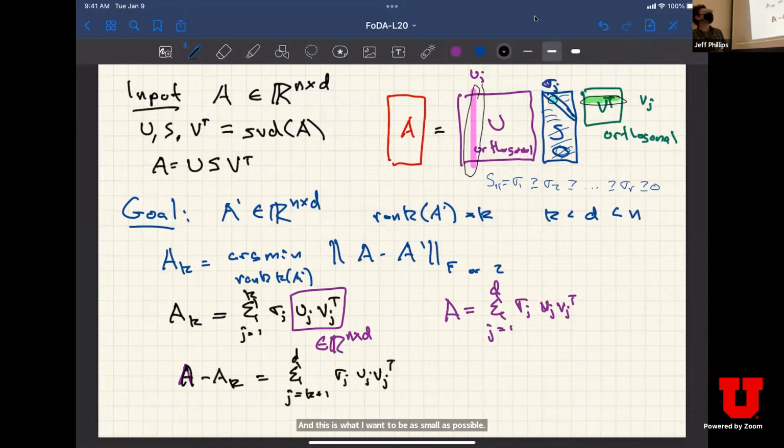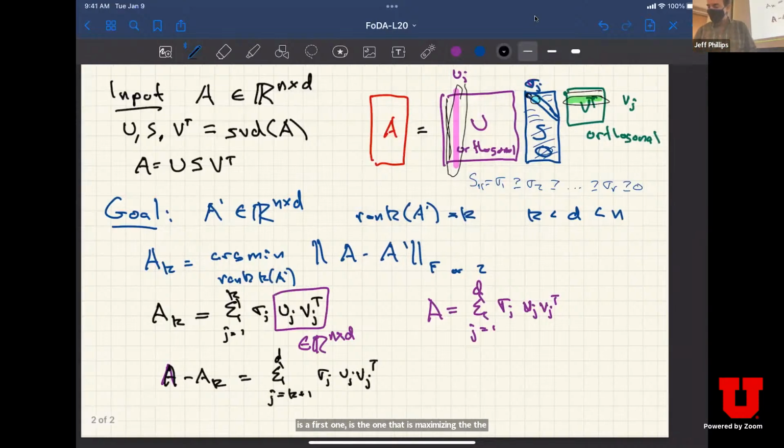I want to give a little preview about how you commonly construct the singular value decomposition. The first thing you do to construct it is try to identify the first right and left singular vector and the first singular value. The first one is the one that is maximizing the variation.